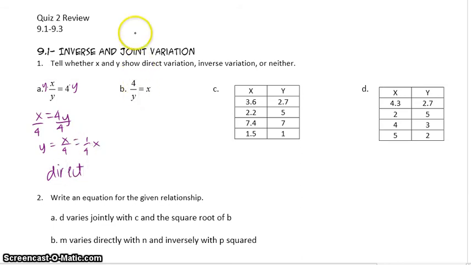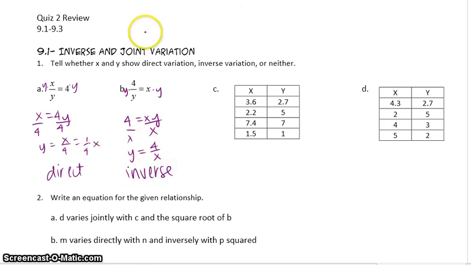Now looking at b, do the same thing. We want to get y by itself. So we multiply both sides by y to get 4 equals xy. Divide both sides by x to get y equals 4 over x. In this case, our x is in the denominator, so when that happens, it's going to be an inverse variation.